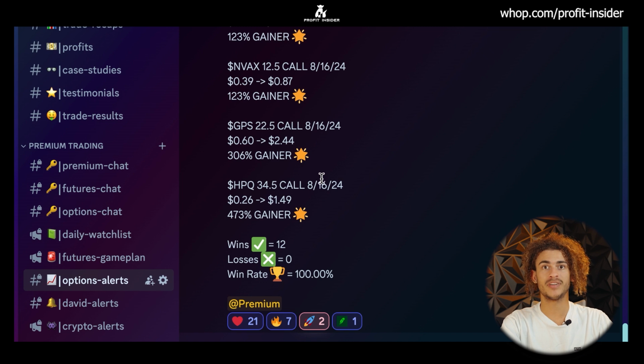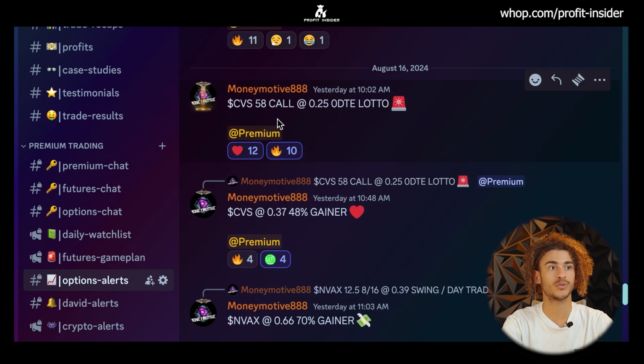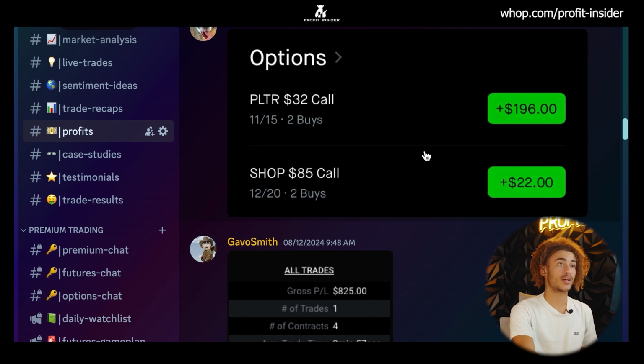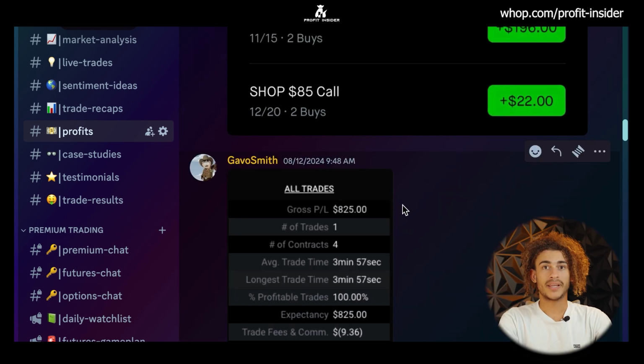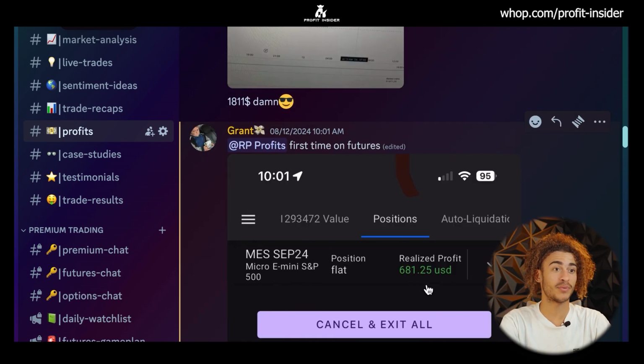Now I'm going to show you some profits that our premium members were able to make from these trades. These trades were all sent out in our options alerts right here. So premium members were able to follow along on all of these. Right here, you can see that my man Cypher Booze made a quick $218. My man Gavin made $825. My man JM made $1,800 trading futures. My man Grant coming in with $681 on his first time ever trading futures.